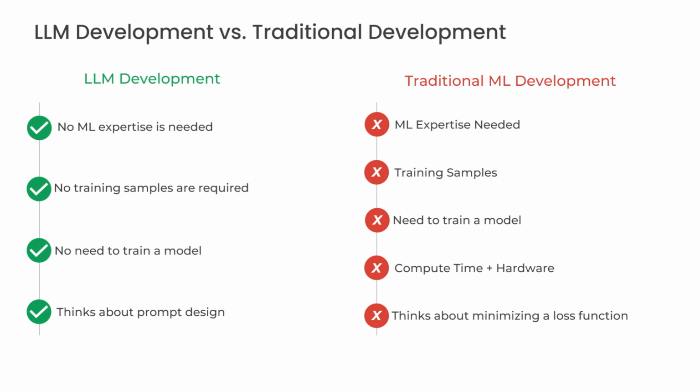Let's compare LLM development using pre-trained models with traditional ML development. First, with LLM development, you don't need to be an expert. You don't need training examples, and there is no need to train a model. All you need to do is think about prompt design, which is the process of creating a prompt that is clear, concise, and informative. It is an important part of natural language processing. In traditional machine learning, you need training examples to train a model. You also need compute time and hardware.